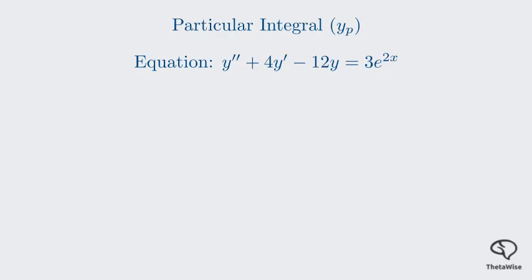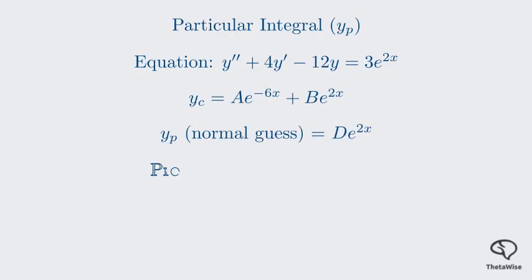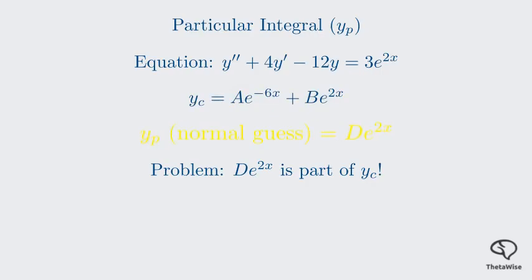However, if we look back at our complementary function, y sub c, it already contains a term, be to the 2x, which is identical to our guess. This means our guess, de to the 2x, is a homogeneous solution and will not work. When the right-hand side is already part of the complementary function, we must multiply our guess by x. This is a very important rule.